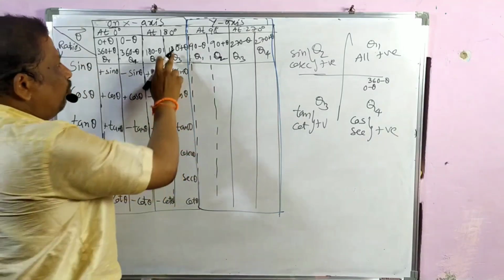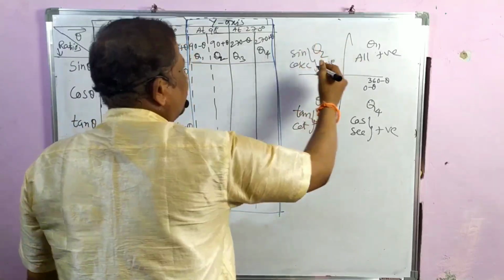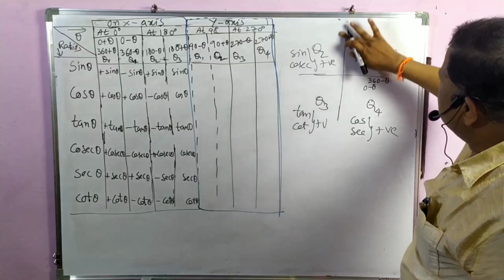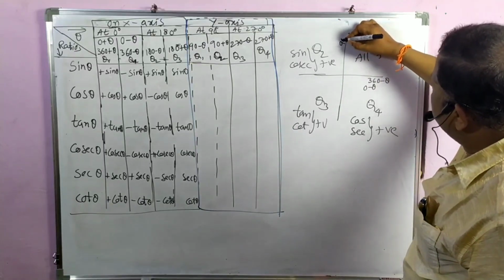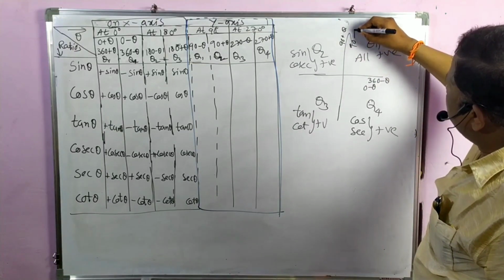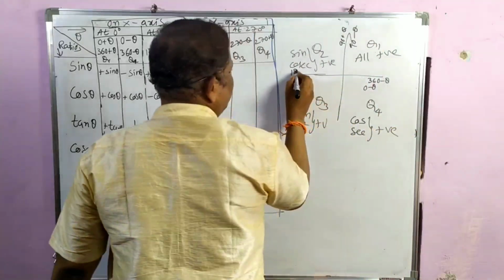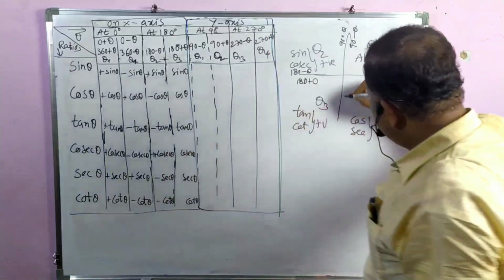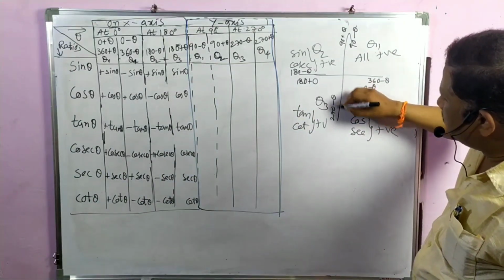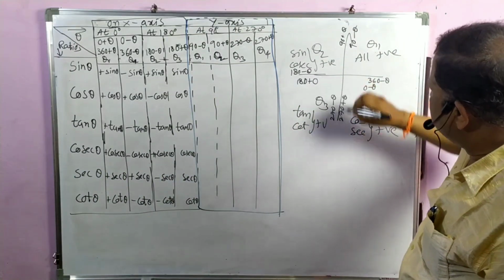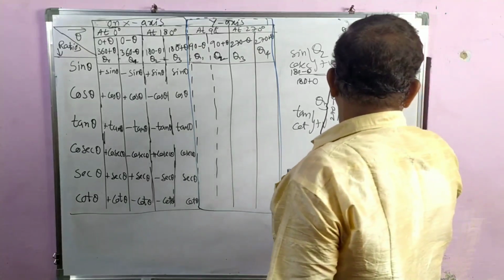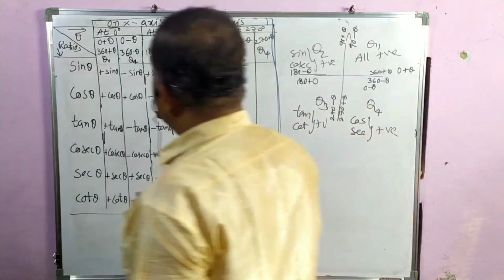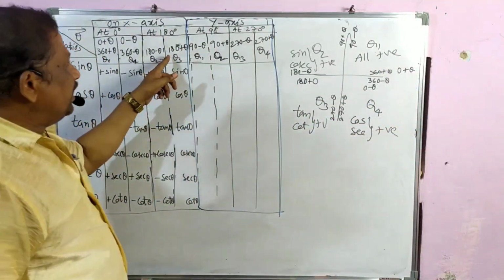In the same way, 180 plus theta. Here 90 plus theta, 90 minus theta. This is 180 minus theta, 180 plus theta. This is 270 minus theta, 270 plus theta. So here 360 plus theta, 0 plus theta. Now you see 180 plus theta.